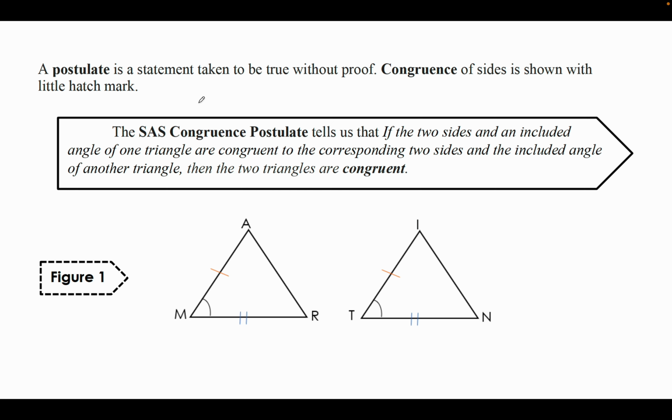And one of the postulates that you need to remember when proving that triangles are congruent is what we call SAS. Okay? So what is the SAS congruence postulate? Please read, Merzel. The SAS congruence postulate tells us that if two sides and an included angle of one triangle are congruent to the corresponding two sides and the included angle of another triangle, then the two triangles are congruent. Okay?